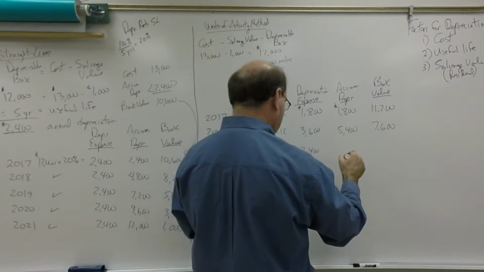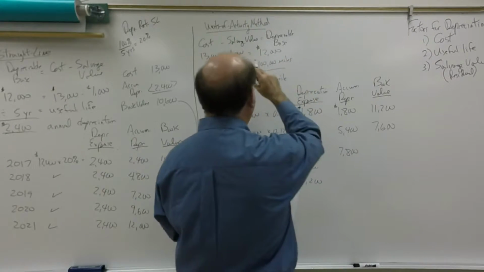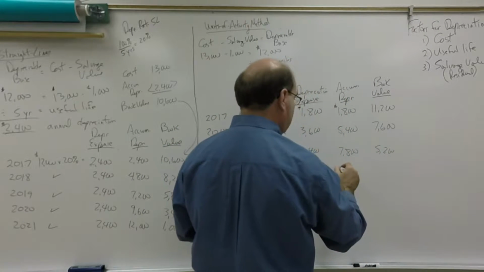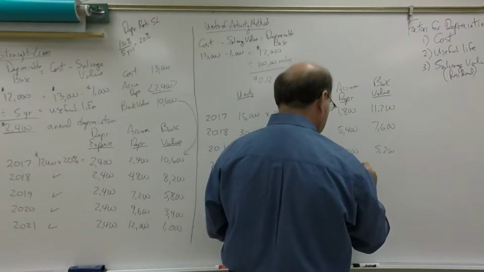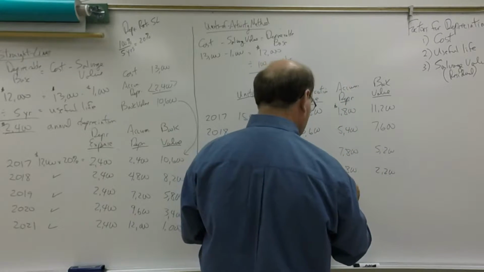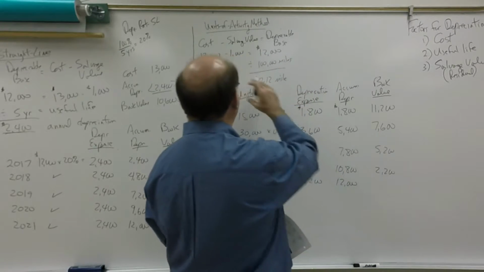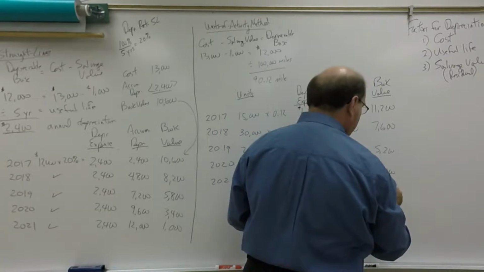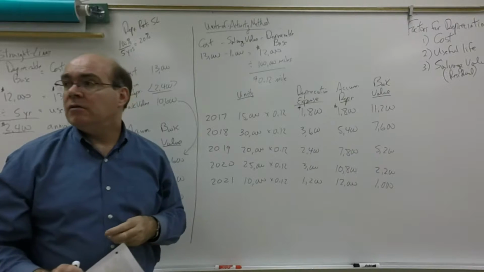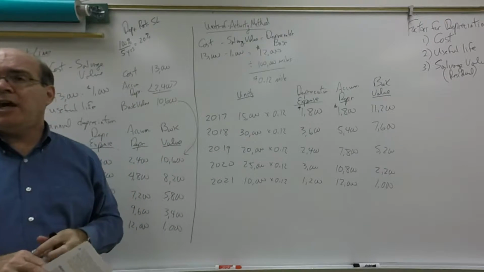Same thing, add 2,400, that gives us 7,800. Subtract from the 13,000 gives us 5,200. Add 3,000, that's 10,800. Book value would be 2,200. And then 1,200, that would be 12,000. And guess what? 12,000 from 13,000 gives us 1,000, and that $1,000 is equal to our salvage value. So that would be our depreciation schedule for this item.